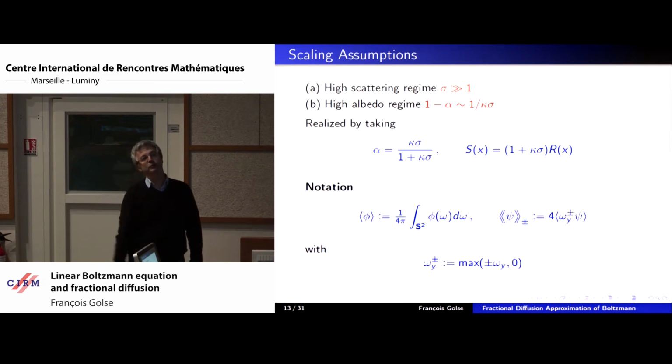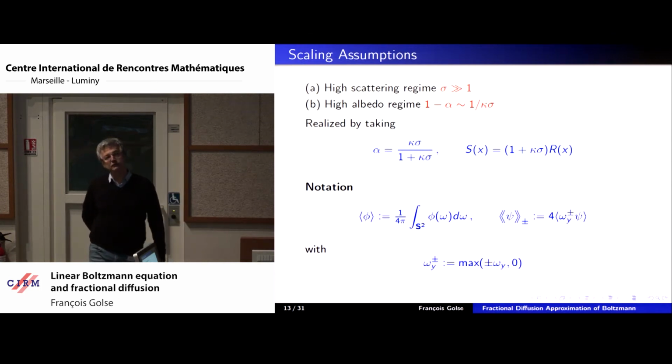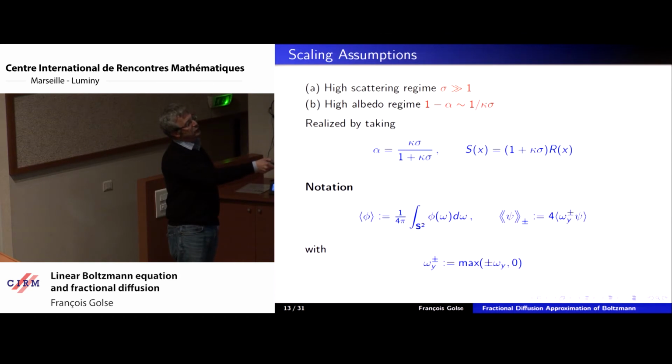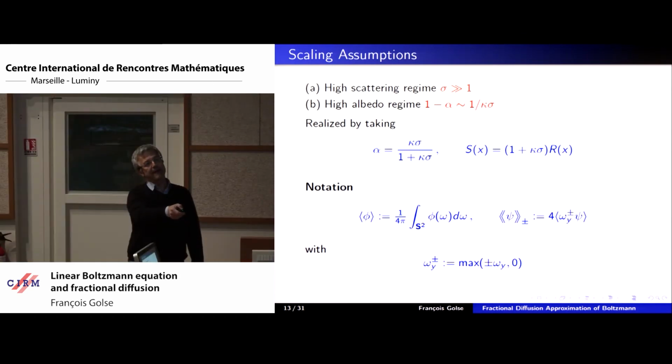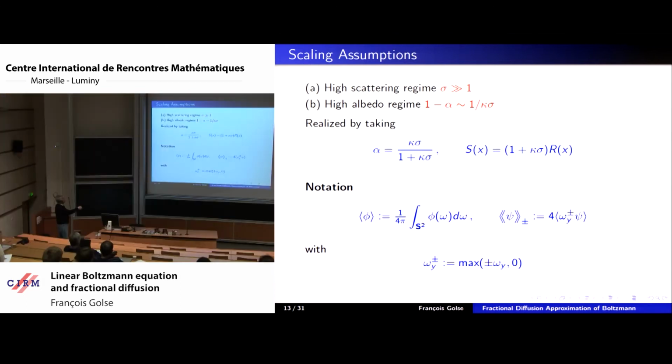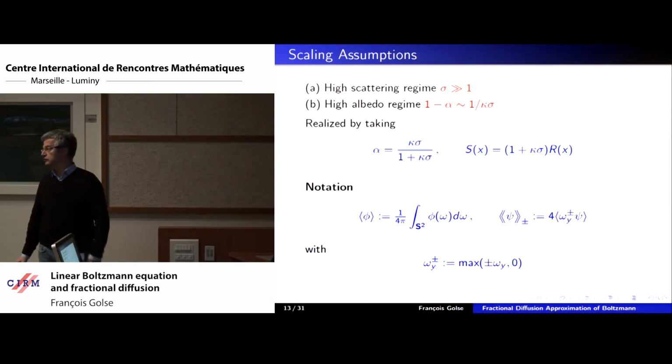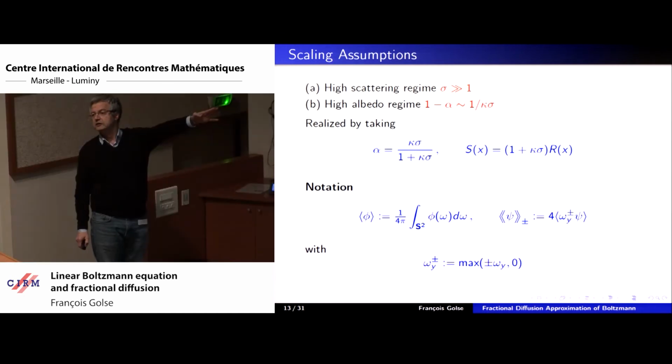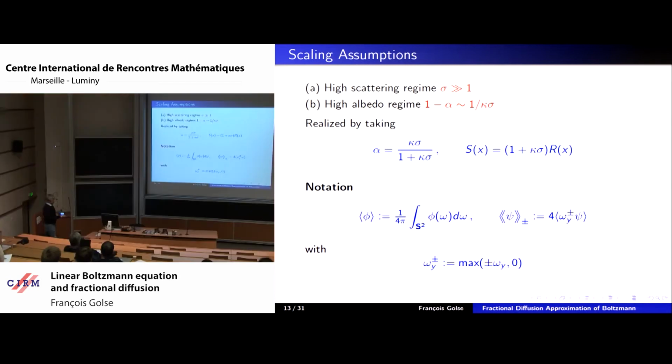Instead of considering this isotropic source R of x, it's going to be convenient for notation to consider S of x to be 1 plus kappa sigma R of x, right? And henceforth, I'm going to use this notation. So the bracket, the single bracket, will denote the average over angle of a function. And this double bracket with a plus or minus denotes the average with the omega y plus or minus. So this is the flux, which is normalized. So these double brackets with plus or minus are expectations, right? So the double bracket plus or minus 1 is equal to 1, okay?